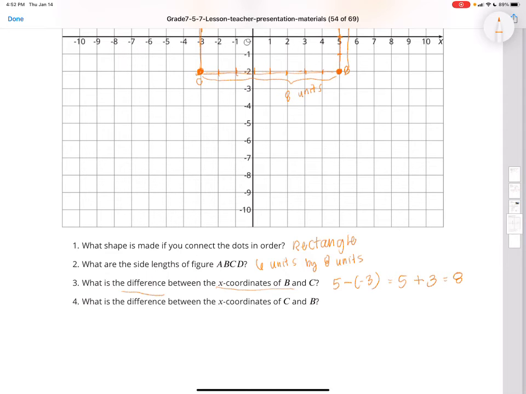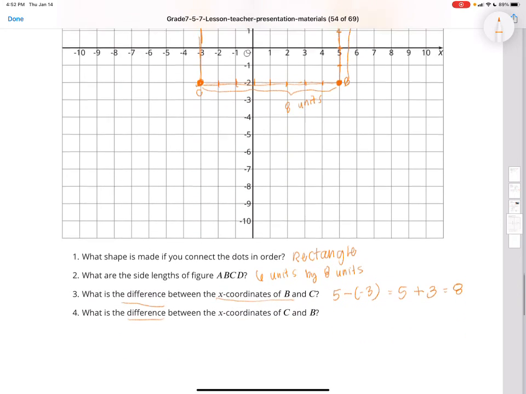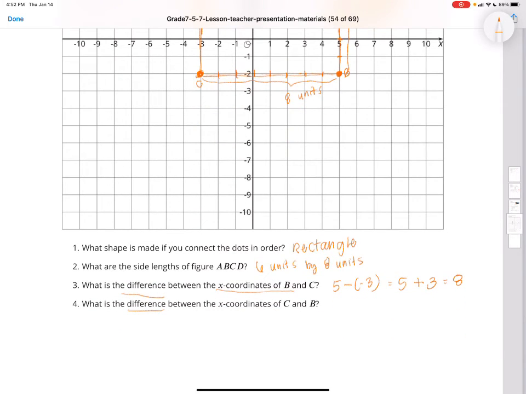So then it said, what's the difference between the x coordinates of C then B? So notice that the order of them switched. So it's -3 - 5. Okay, so I still want to apply the additive inverse. Why? Because it's going to help me see it better. It's better to do addition than subtraction, right? So we're going to do -3 plus -5. Now if you notice the signs are the same, and since the signs are the same, I will add like regular, and it'll be -8.